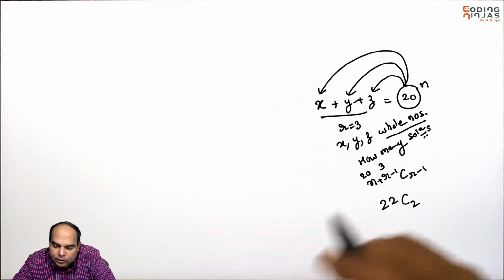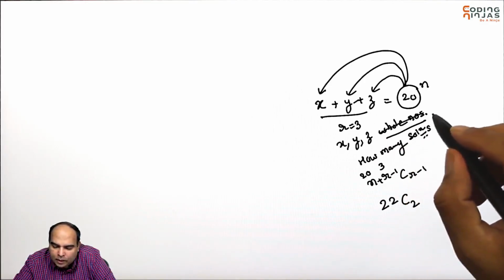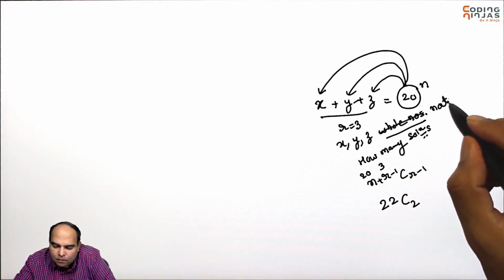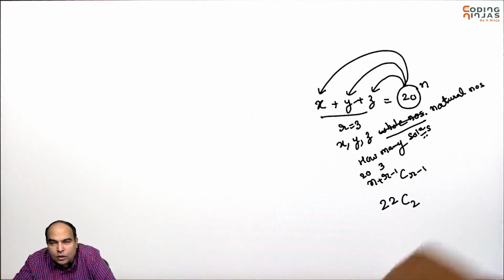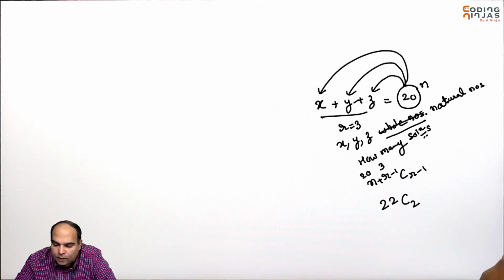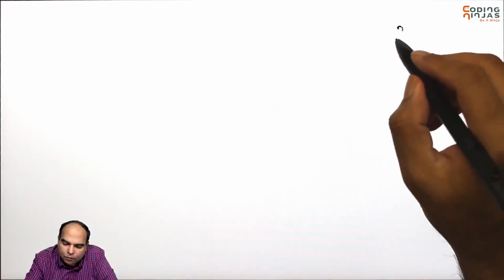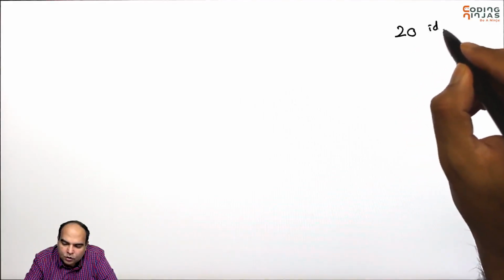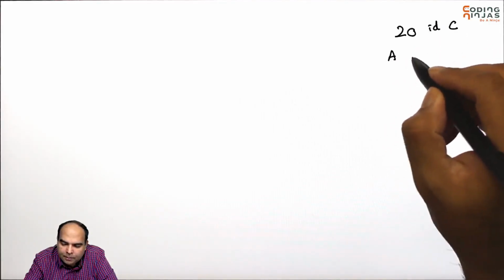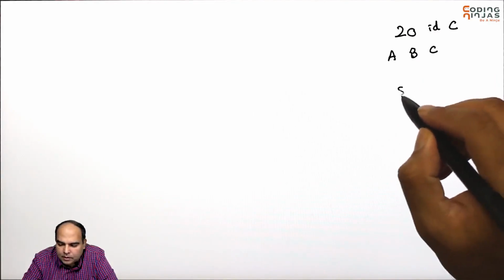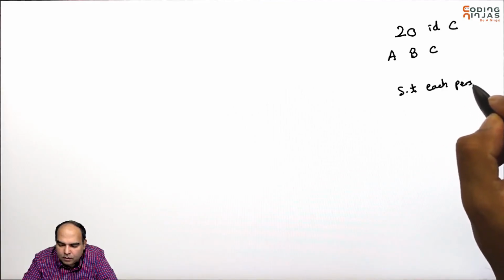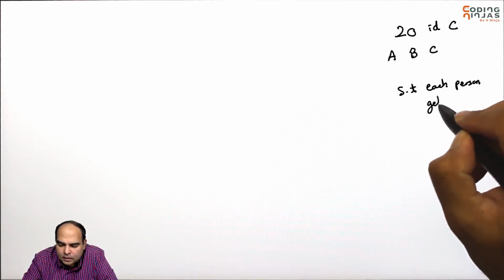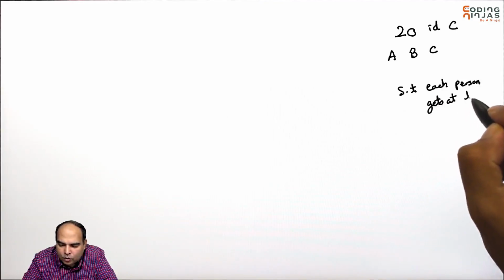But I just need to change this question to x, y, z are natural numbers, and this formula will not work directly, because in that case 0 is not allowed. Or for that matter, if I tell you to distribute 20 identical chocolates amongst A, B, C, such that each person gets at least one chocolate.